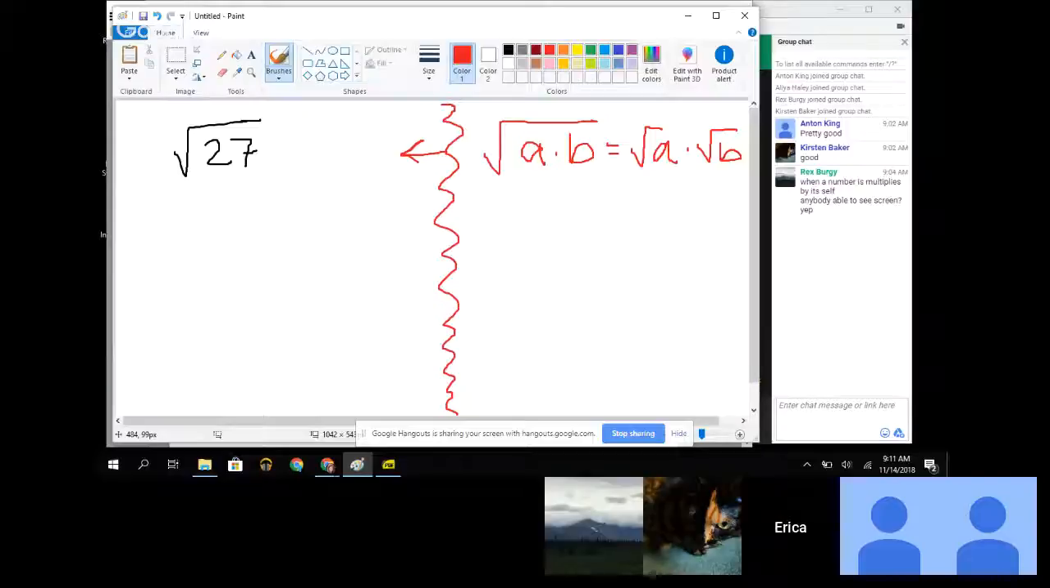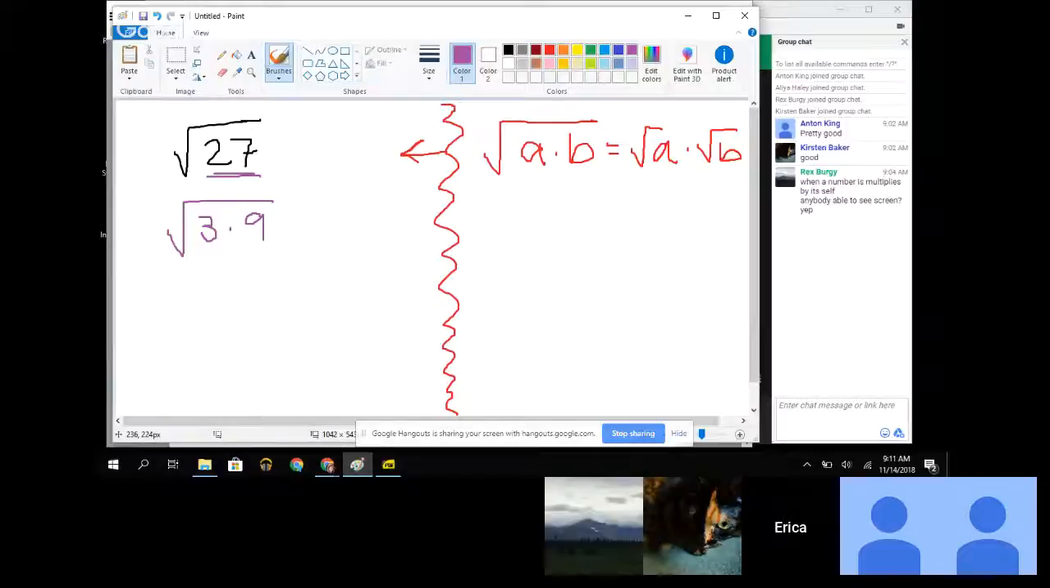Like if you type that in your calculator, you're just going to get a decimal, which I know you guys can all do. All right, but sometimes in math, we want to leave it in the square root form, but we want to put it in its simplest form. So what we can do is break down our number into basically its factors. So I know that 27 is 3 times 9. All right, 3 times 9 is 27.